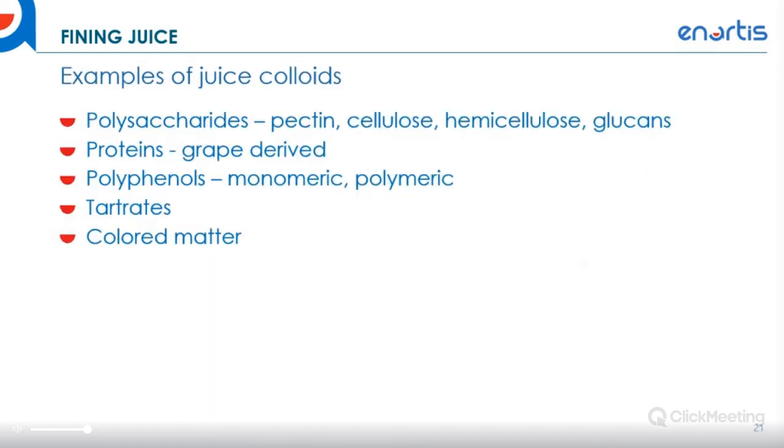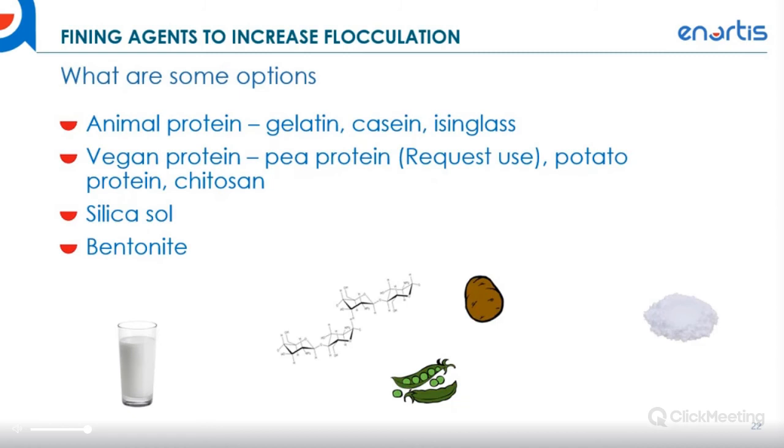Some examples of juice colloids are polysaccharides such as pectin, cellulose, hemicellulose, glucans, proteins, usually grape-derived, polyphenols, either monomeric or polymeric, tartrates, and colored matter. There are a lot of different charged compounds that are insoluble, very small, and present in grape juice that we will typically need to fine out in order to clarify a juice.